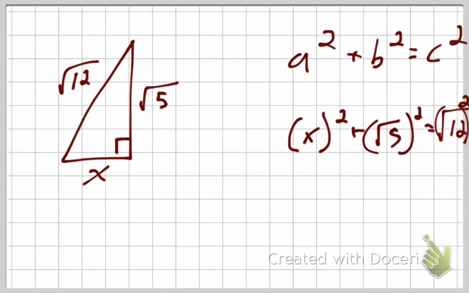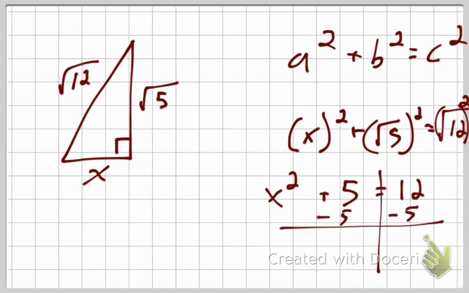Okay, so what? You still use the formula, even though it's ugly. That leaves me with x squared plus, ooh, what is the square root of 5 squared? We just did this. 5. x squared plus 5 equals, ooh, what is the square root of 12 squared? 12. Okay, so then now we have to go minus 5, x squared equals 7.